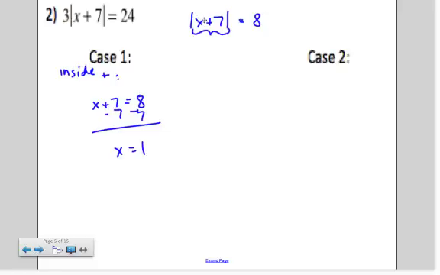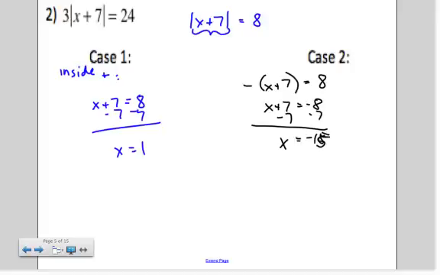But what about if x plus 7 is negative? Then I would have to multiply x plus 7 by a -1 to give me a positive 8. Now I can either distribute or divide both sides by negative, and it's easier to divide both sides by negative. So I have x plus 7 equals -8. Subtract 7 from both sides: x equals -15. So I have two answers: x equals 1 and x equals -15.